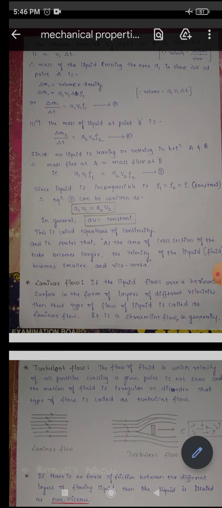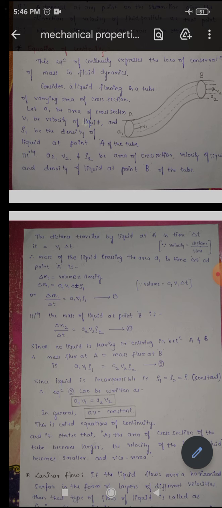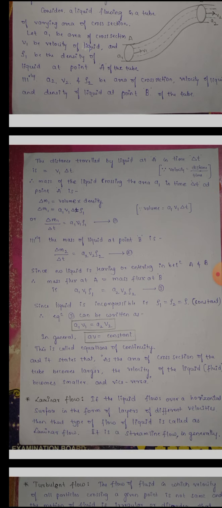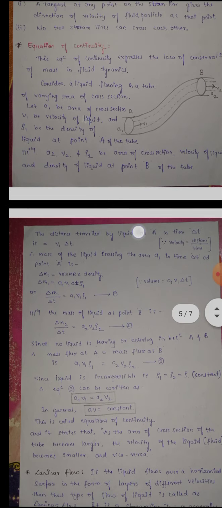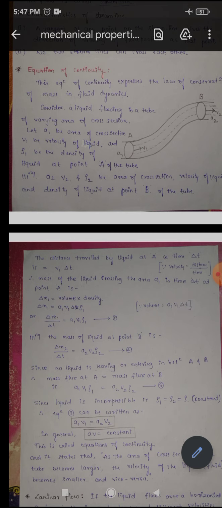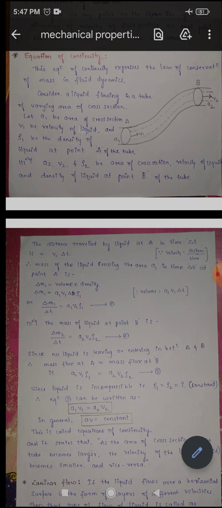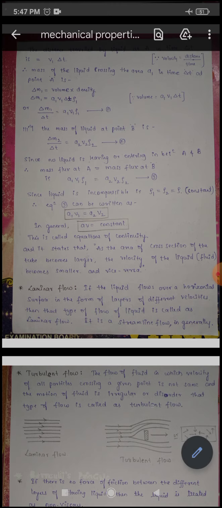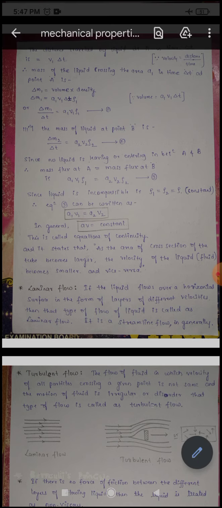Since there is no liquid leaving the system or entering the system in the length from A to B, that is, no liquid is going out of this length, and no other liquids are coming into this length, the mass flux at point A will be equal to the mass flux at point B. Whatever the mass flux is at point A, that will be equal to the mass flux at point B. So from equations 1 and 2, we have A1 V1 rho 1 is equal to A2 V2 rho 2. Take it as equation number 3.